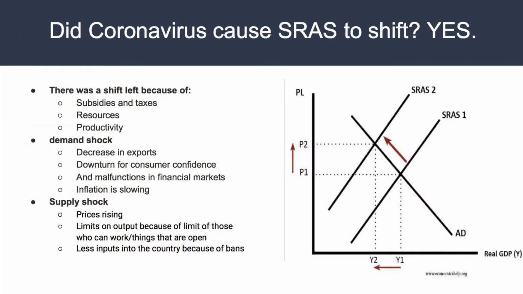This next slide is going to show how the SRAS shifted to the left, and this shift to the left was because of subsidies and taxes, resources, and productivity. There was a demand shock, there was a decrease in exports, a downturn in consumer confidence, and malfunctions in financial markets, as well as inflation slowing down. There also is a supply shock. Prices are rising. There are limits on outputs because of the limits on those who can work and things that are open, and fewer inputs into the country because of different sorts of bans.